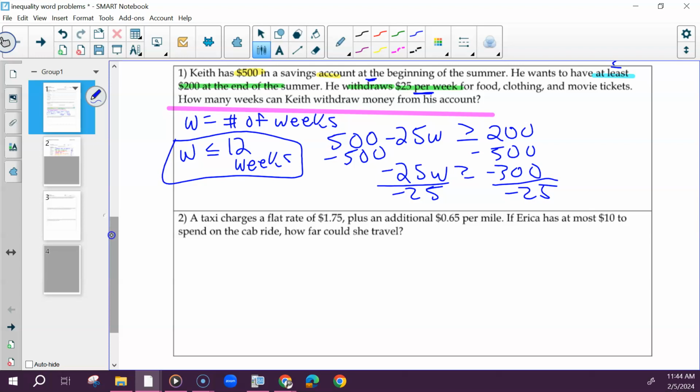Checking your work is the same as regular equations. You could put this back in, but you're still seeing, does it make itself true? So if I were to put 12 in, the number you get would be either equal to 200 or a little smaller than. But if it goes over 200, then it would not be true. Questions on that one?